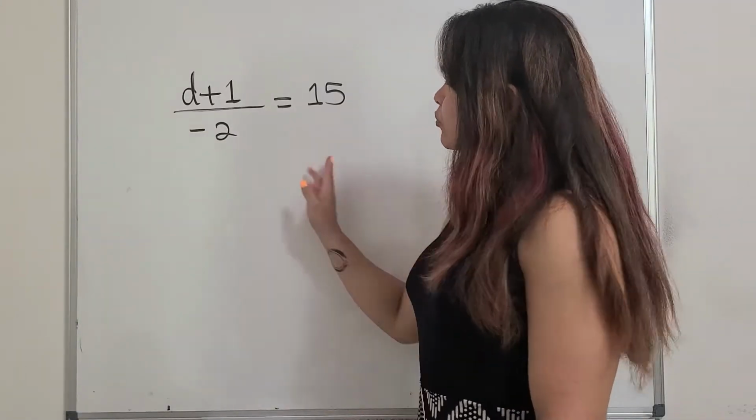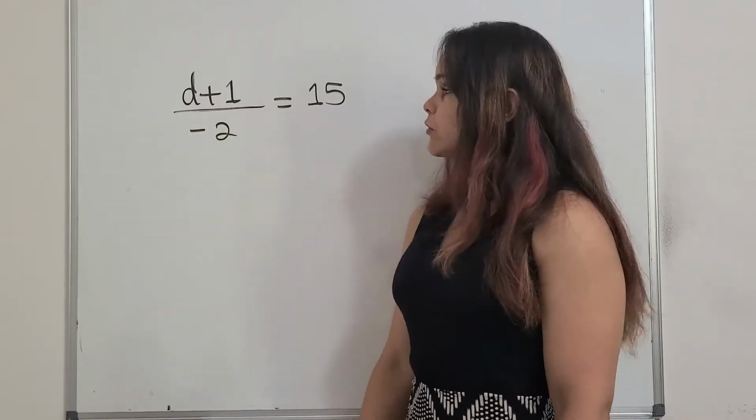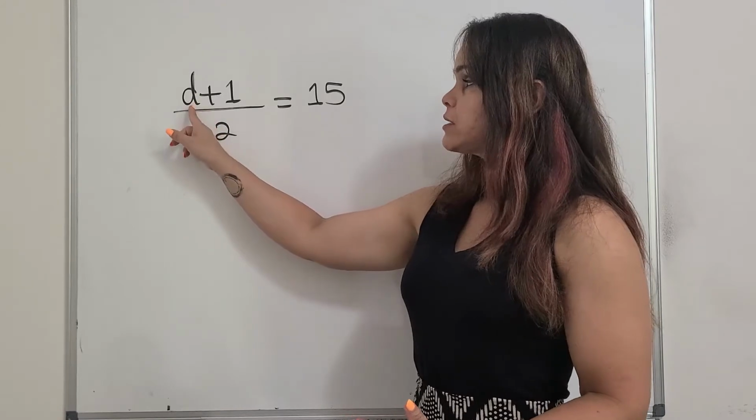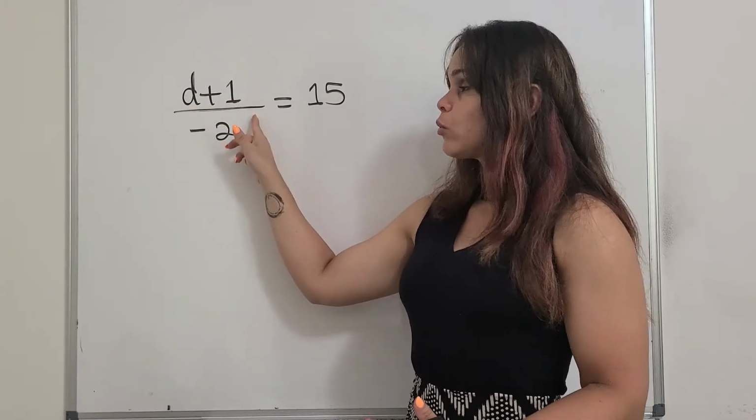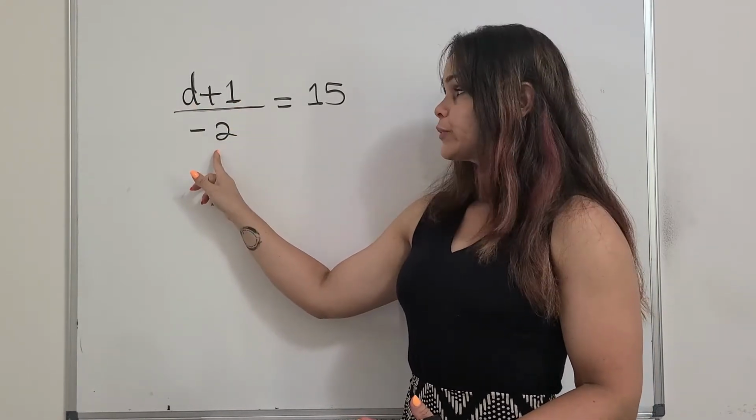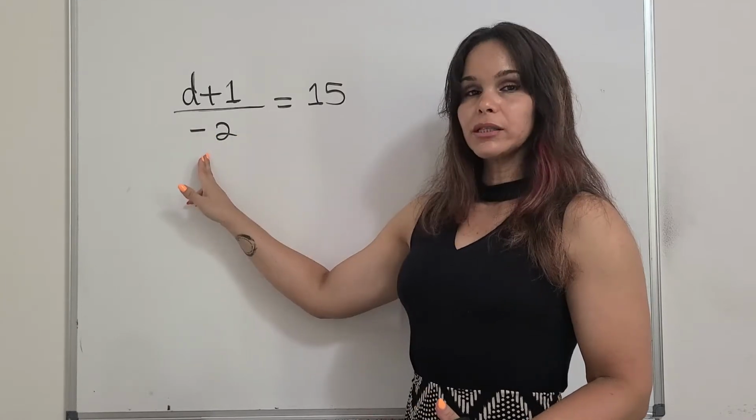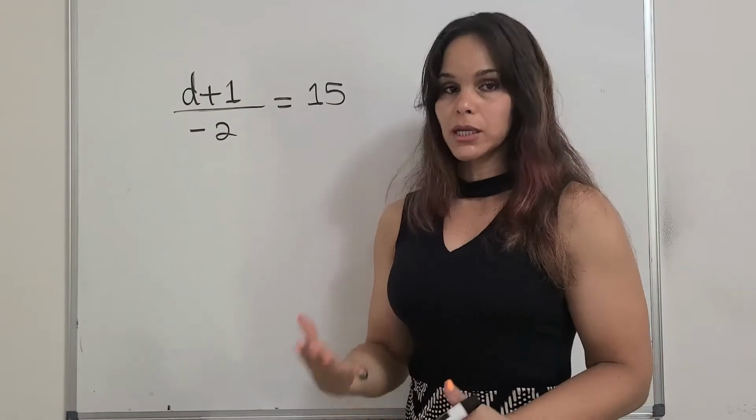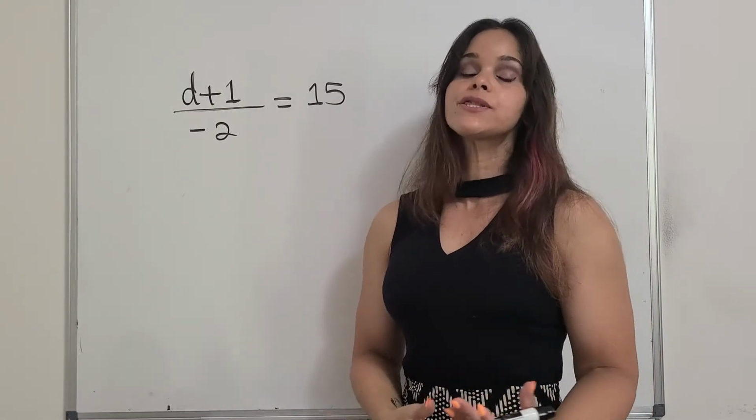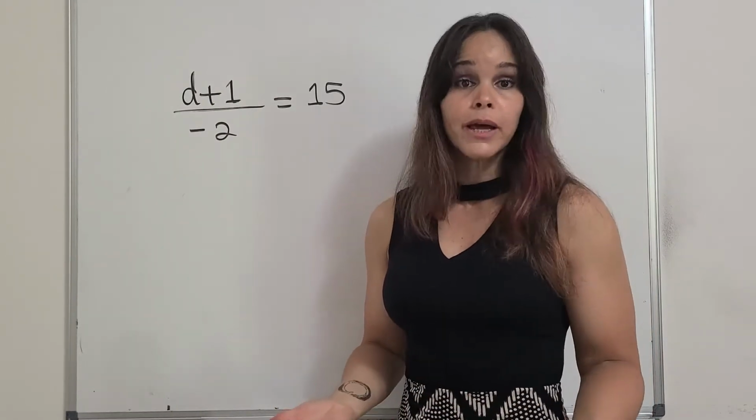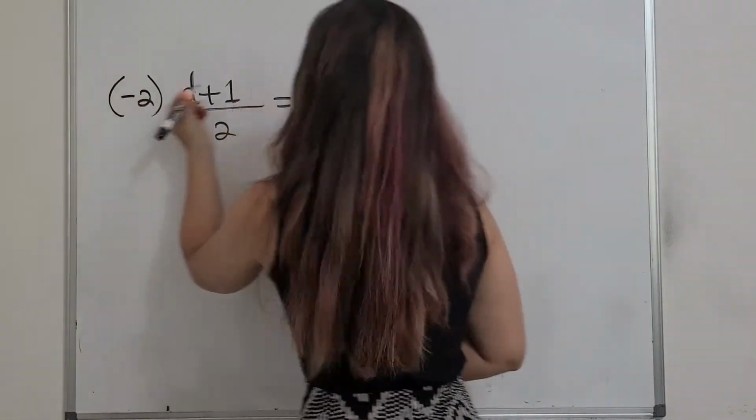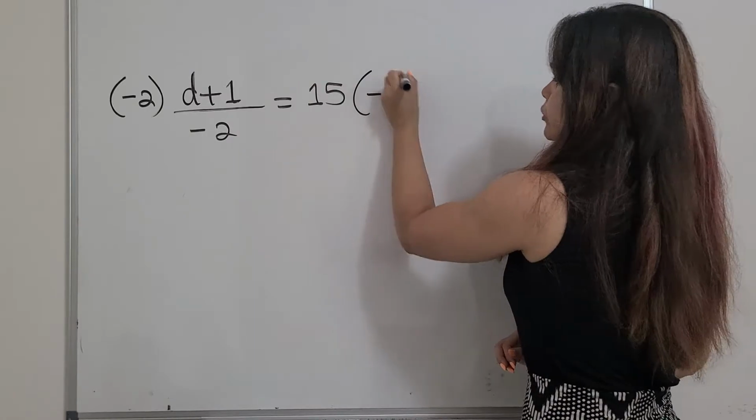In this equation, we need to solve for d. So let's observe what we have on the left side of the equation. We have that d is added 1, and the whole expression is divided by negative 2. So first I have to deal with the negative 2 here. This expression is divided by negative 2. So what is the opposite of dividing by negative 2? Multiplying by negative 2. Now, if I multiply by negative 2 here, I need to multiply by negative 2 here.